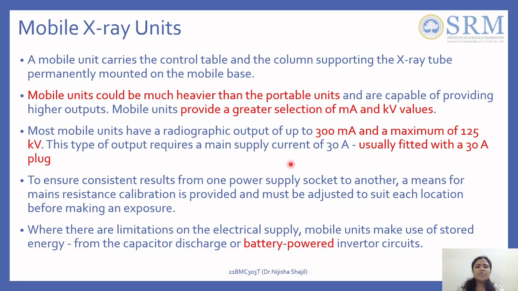So for this type of output, you need to have a main power supply, but it means that the power supply must be higher when compared to the normal domestic power supply. Now, in order to get a consistent output from one power supply socket, you use calibration, you adjust everything, and you have a particular setup to ensure that whatever power you require for the unit is being given. Now, whenever you have limitations in the electrical supply, you can use battery powered circuits also to power it.